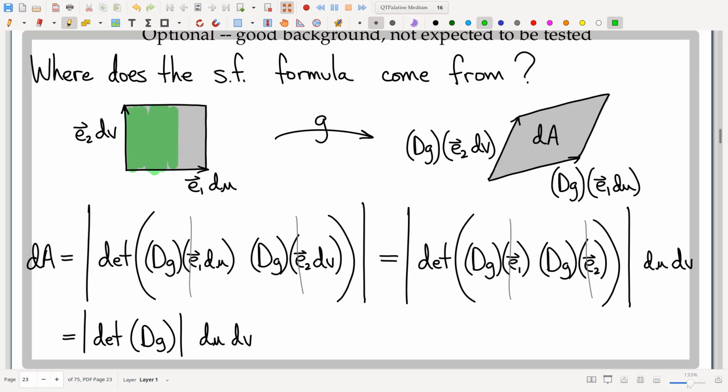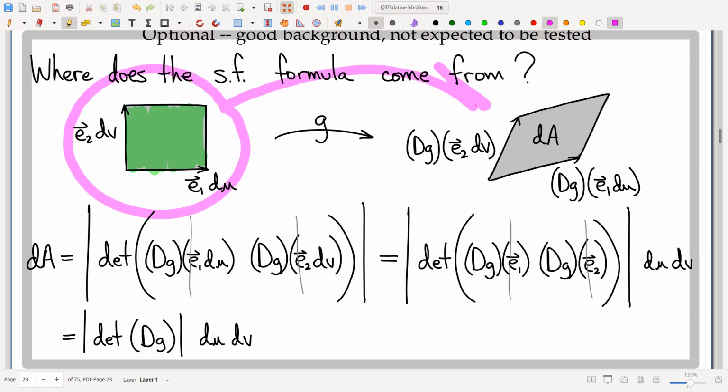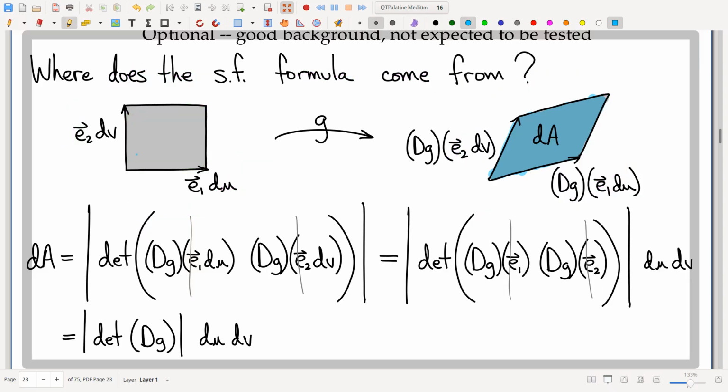If I have a little piece of area in the pullback domain, the G function is going to turn that into a piece of area in the given domain. But of course it might stretch it out, right? Those areas might not be the same. So I want to find what this factor is. By what do I multiply the green area to get the blue area? And I'm going to answer that question by computing that blue area.